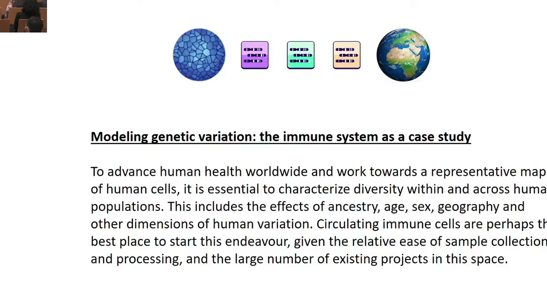One thing just to add to what he was saying is, exactly, we don't know, for example, how many individuals we would need in order to be able to stratify the results based on ethnicity or ancestry. This is one thing we're also working on.